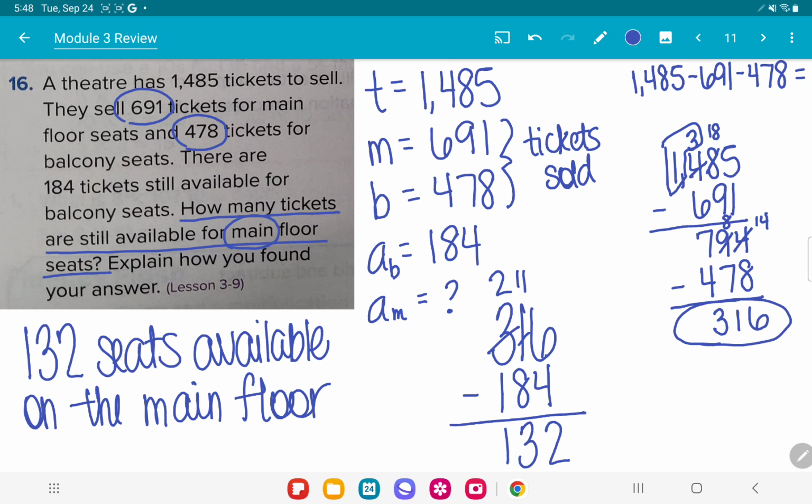There's several different ways we could have solved that, but to solve, we took the total number of tickets. We subtracted the number of tickets that had already been sold for the main floor. Then we subtracted the number of tickets that had already been sold for the balcony. That gave us a remainder of 316 tickets or seats left to sell. So we took that 316 tickets that were still available, and we took away the 184 that were still available in the balcony, and that left us with 132 main floor seats still available.